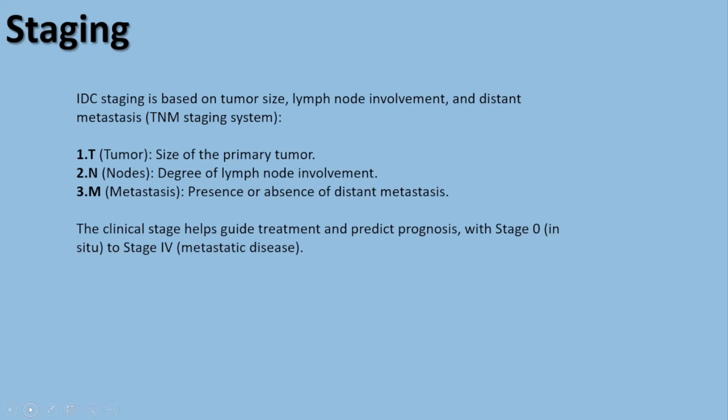So what is the staging? The staging that we can use for invasive ductal carcinoma is the classic TNM. T stands for the size of the primary tumor, N is nodal involvement, and M is for metastasis. Of course, the tumor can be in different stages. We are not going to talk about the different stages in case of invasive ductal carcinoma. But note that if the tumor is in stage 0, it means that we have another disease. We have ductal carcinoma in situ, and stage 4 means that we have a metastasized disease with cancer cells spreading all over the body.